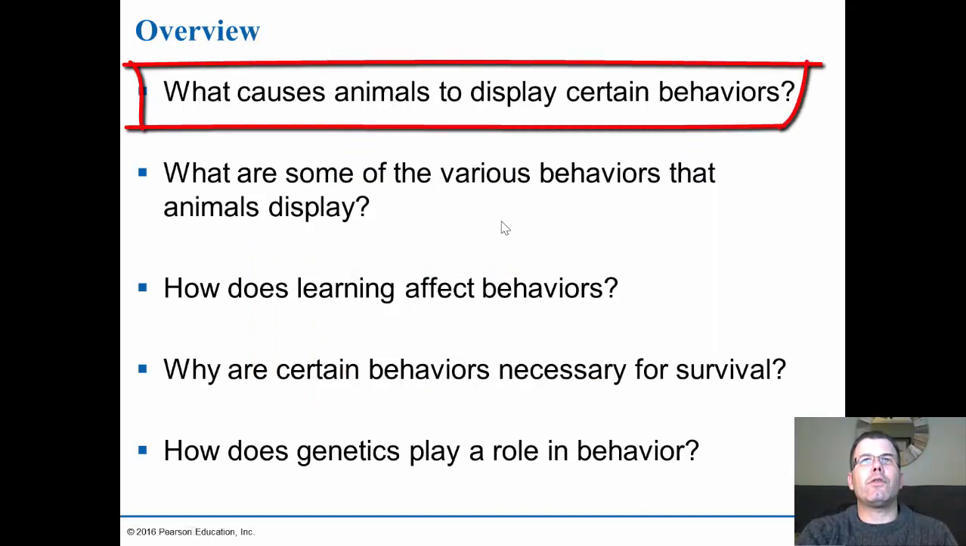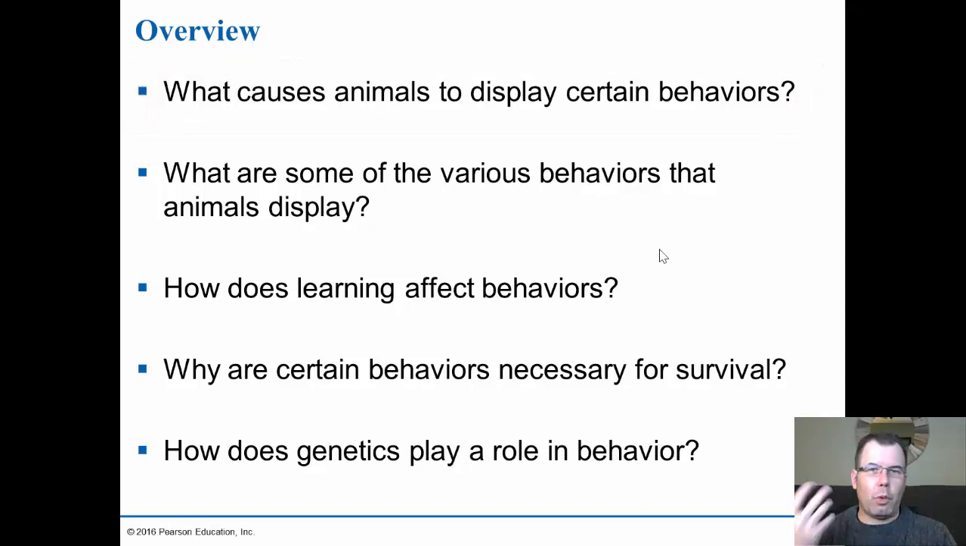So the first thing is what causes animals to display certain behaviors. So we're going to talk about where they get these behaviors from. Are they born with it? Are they something that they learn? Does genetics play a role? How do they get these behaviors in the first place?